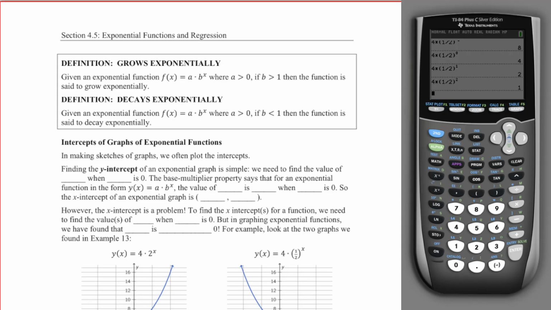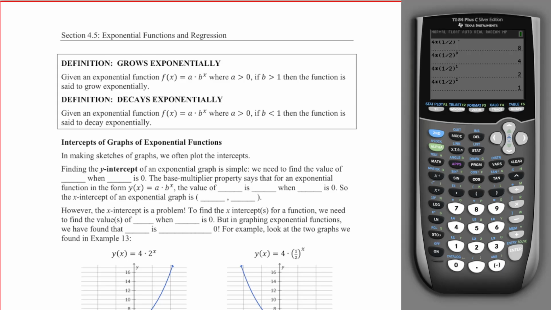If we have a multiplier that's more than 1, we see what's called exponential growth. So that starts out very close to 0, gets very large very fast. If we have a multiplier that's less than 1, we have what's called exponential decay. So it starts out very large, gets very close to 0, and then is decreasing very slowly.